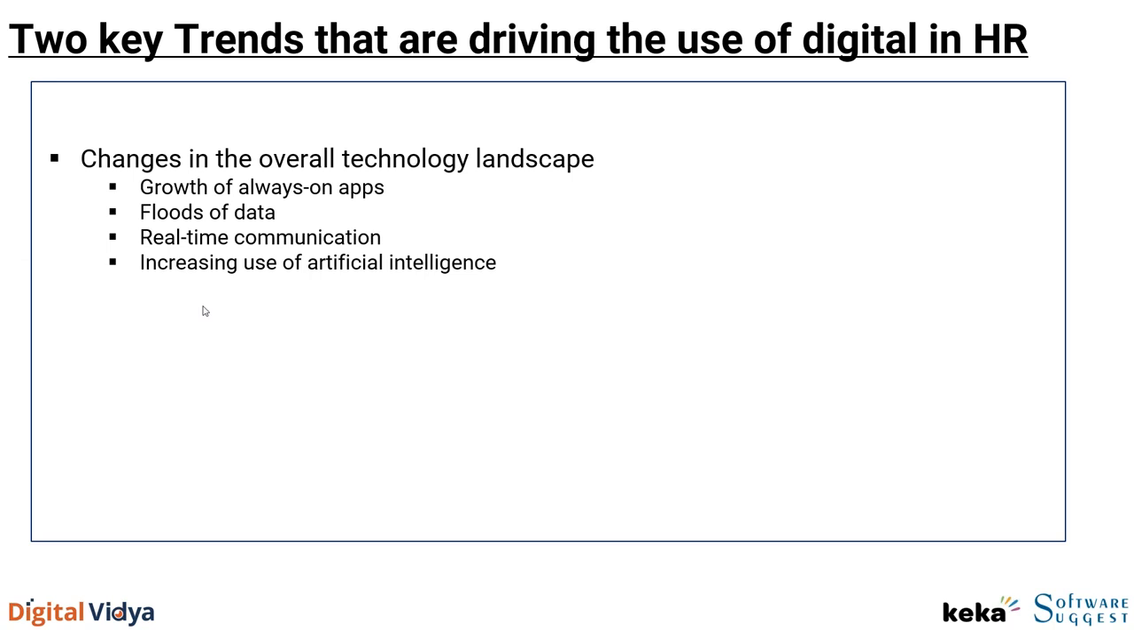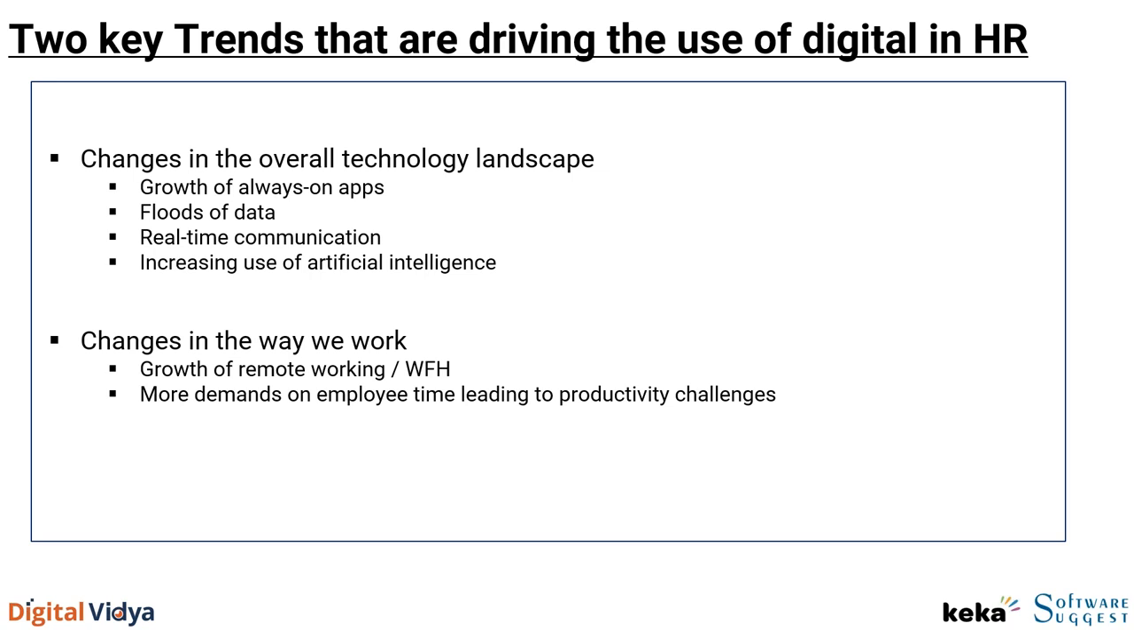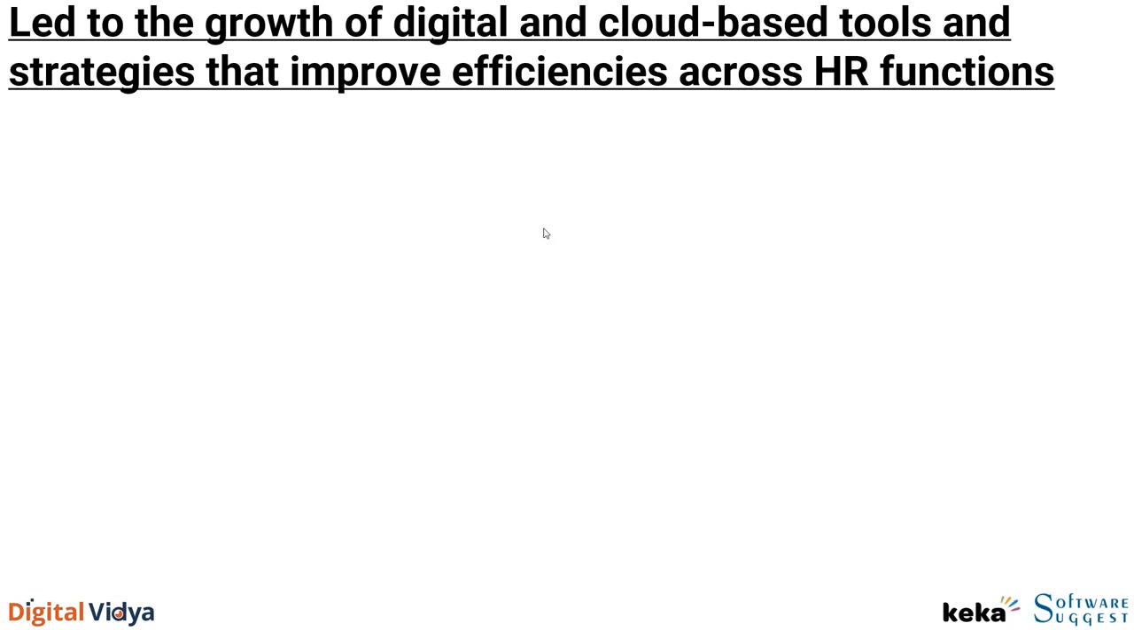The second trend is changes in the way we work itself. Due to the growth of digital, we've seen a lot of growth in remote working and work from homes. We've also seen a lot more demands on employee time, which has actually led to a lot of productivity challenges. In a scenario like this, there's been a growth of digital and cloud-based tools and strategies that have improved efficiencies across HR functions. And this is across three key HR functions that we'll cover today.